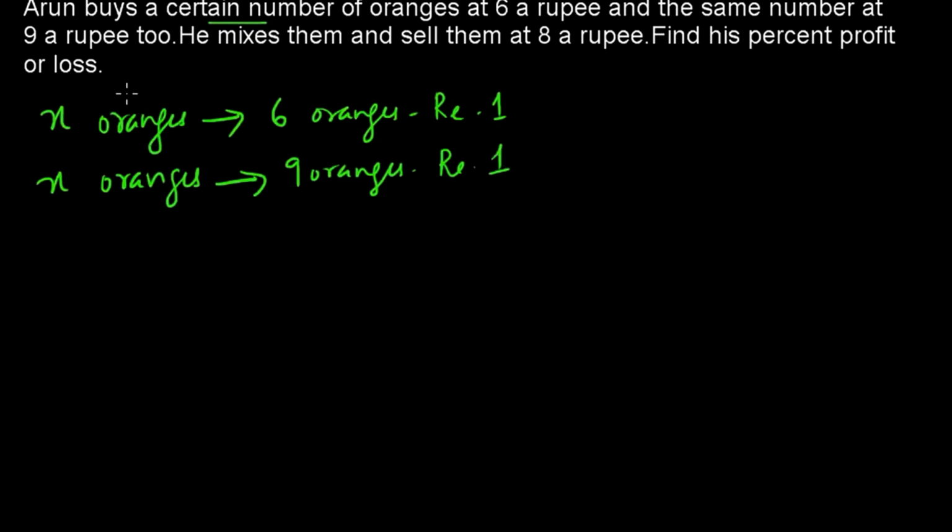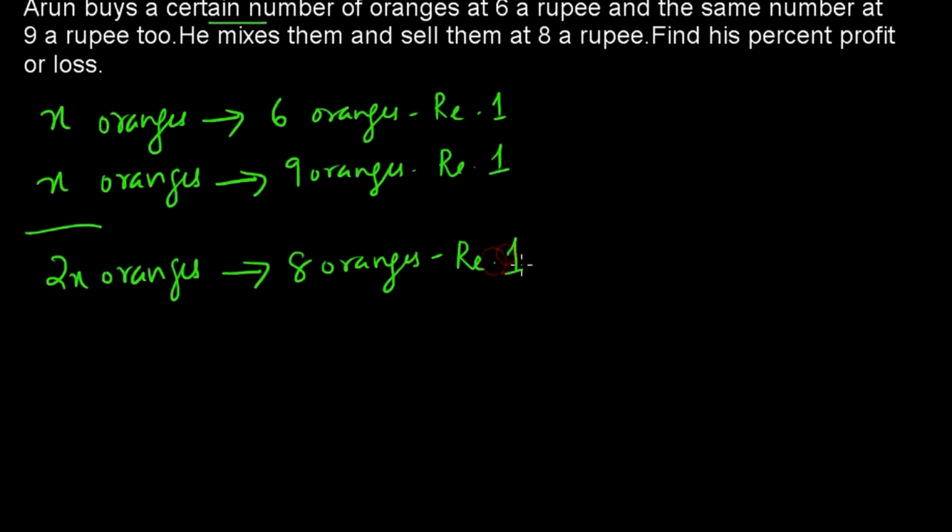And the total is X oranges and X oranges. Then he is mixing them. He is mixing them means now the total number of oranges will be 2X oranges. And this 2X oranges he is selling at the rate of 8 oranges for rupees 1. So this is how he is selling. Then whether he is getting a gain or loss, and what is the corresponding percentage of gain or loss.